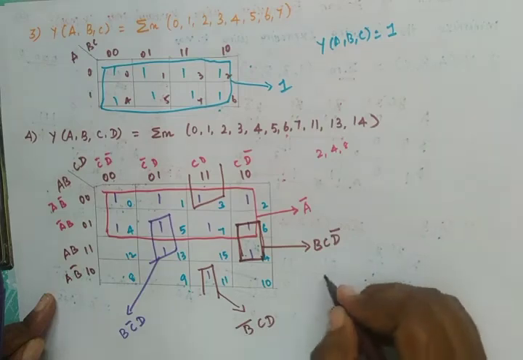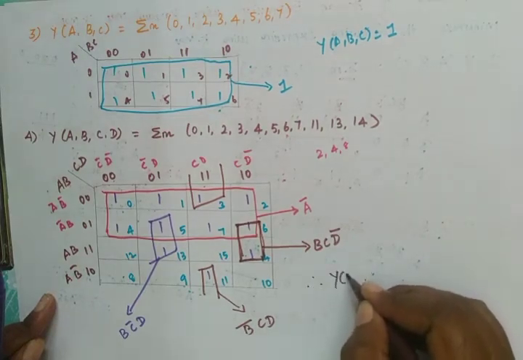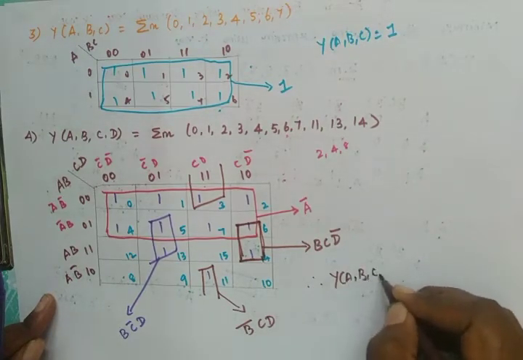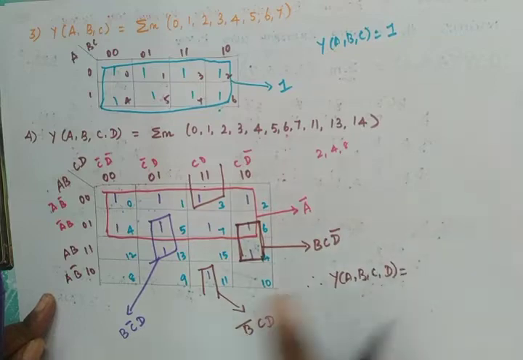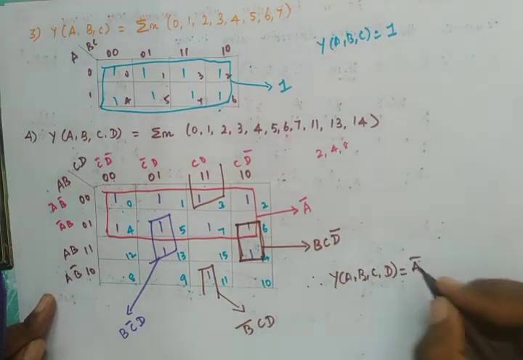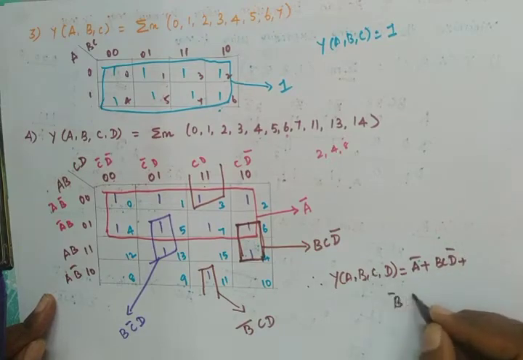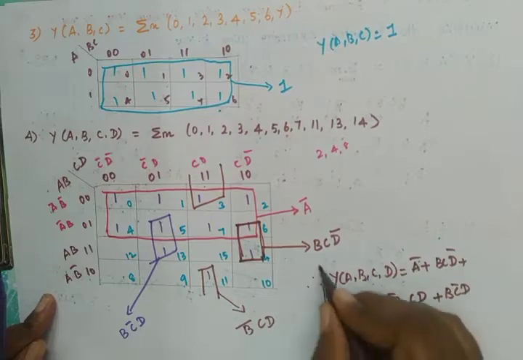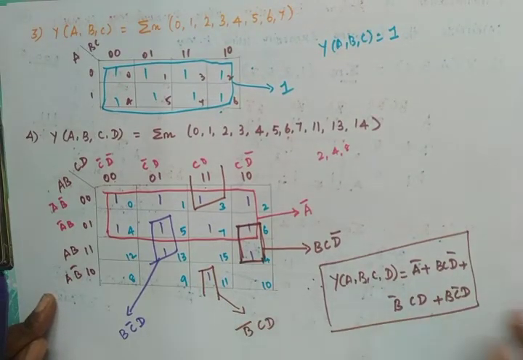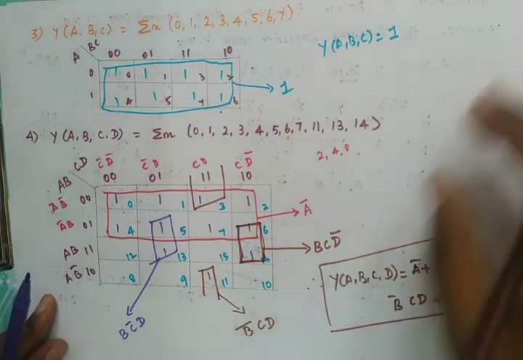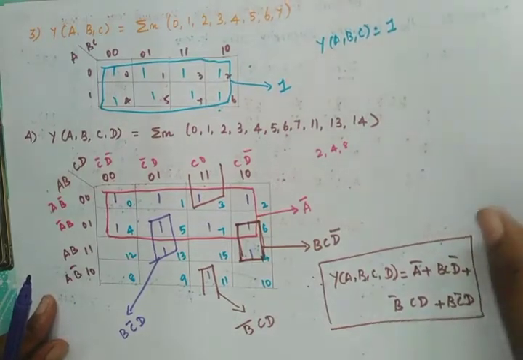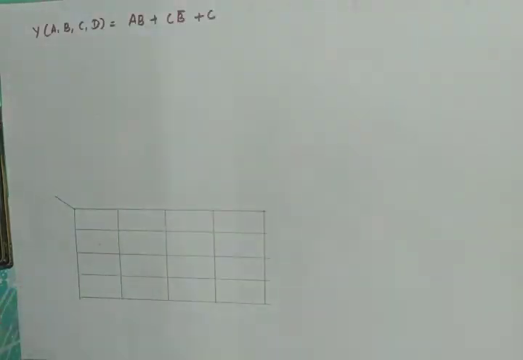C D. Therefore, final expression y of A, B, C, D is equal to, what is the answer? A bar plus B C D bar plus B bar C D plus B C bar D. This is the final answer for this expression. So this is the 4 variable K-map. Hope you would have understood. Then let us move on to the next.